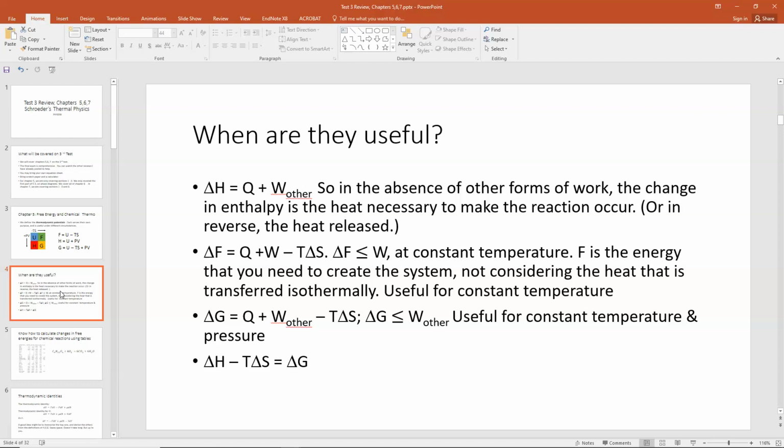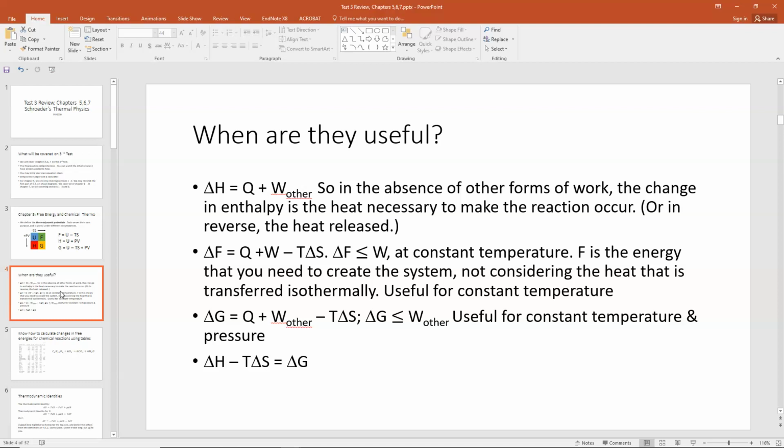Now, delta F is useful for constant temperature processes. Delta F is equal to Q plus W minus T delta S. And so you can say that delta F is less than or equal to the work at constant temperature. So F is the energy that you need to create the system, not considering the heat that's transferred isothermally, and it's useful for constant temperature processes.